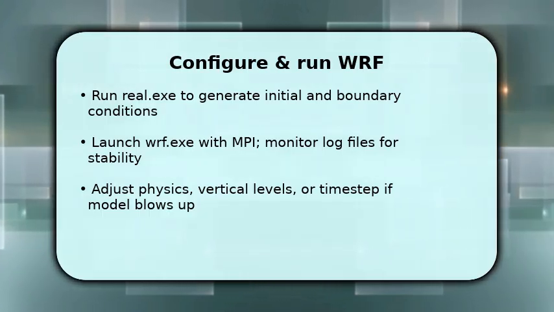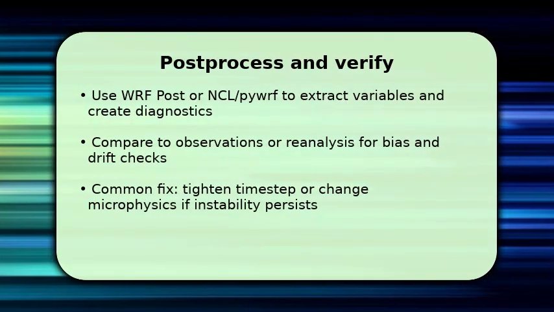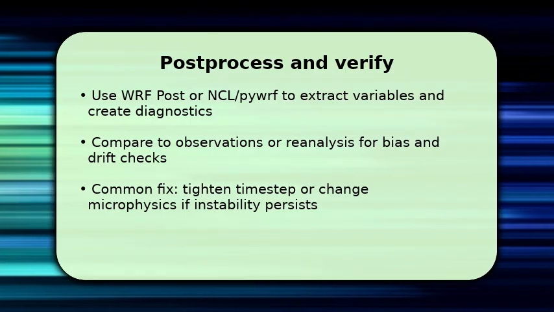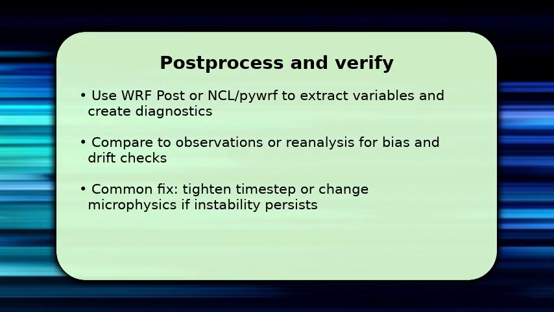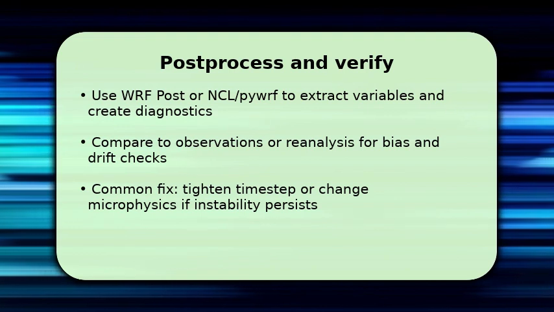finish by converting raw model output into usable diagnostics and checking model quality. Use wrf post, NCL, or Python tools to extract fields like precipitation, wind, and temperature. Generate maps and time series to inspect structure and timing. Once done, compare these outputs to observations or reanalysis to quantify bias and drift so you can iterate on physics choices. If you encounter crashes or NaNs, one key troubleshooting tip is to reduce the time step or switch microphysics. This often resolves numeric instabilities quickly.